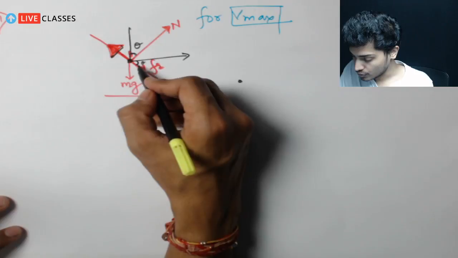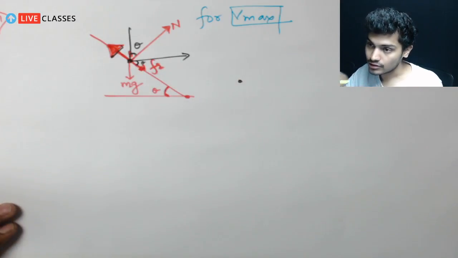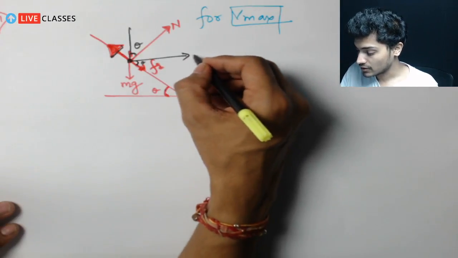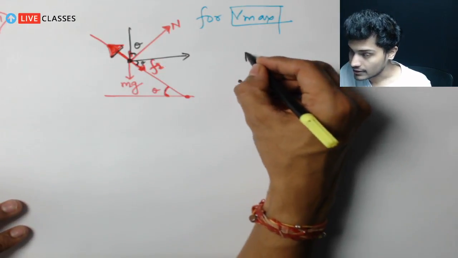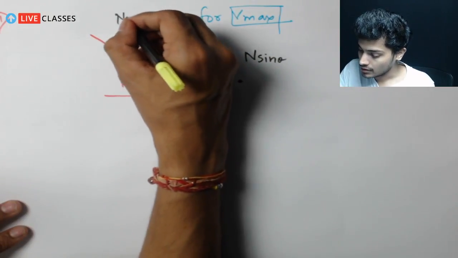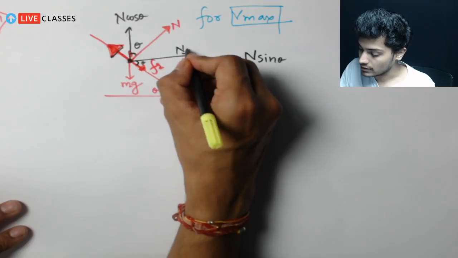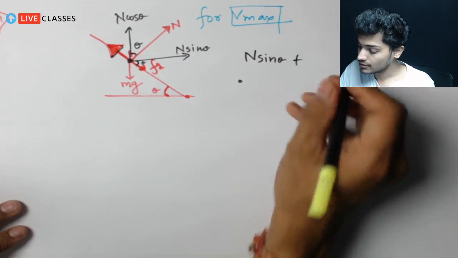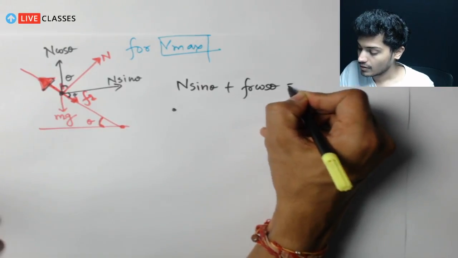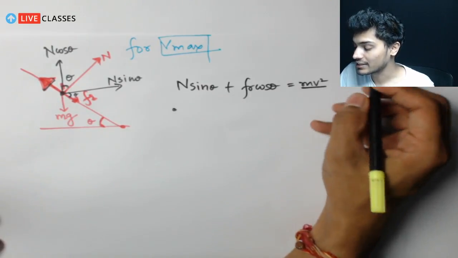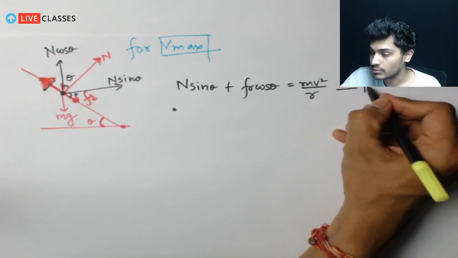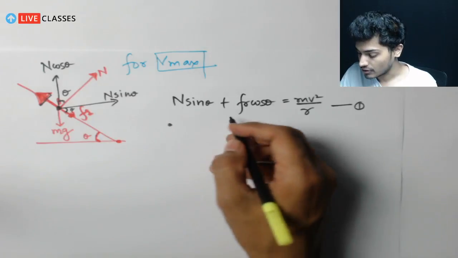So what are the forces which are acting towards the center? The forces which are acting towards the center are n sine theta, this is n cos theta, this is n sine theta, plus fr cos theta, and we have to just equate these forces which are acting towards the center with the centripetal force. This one will be our first equation, and what will be our second equation?